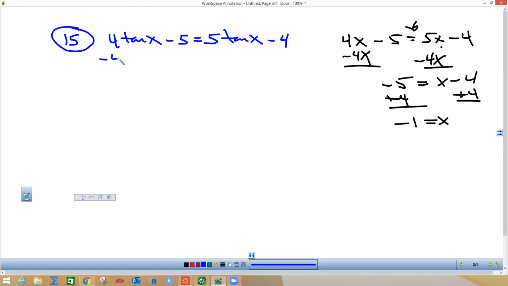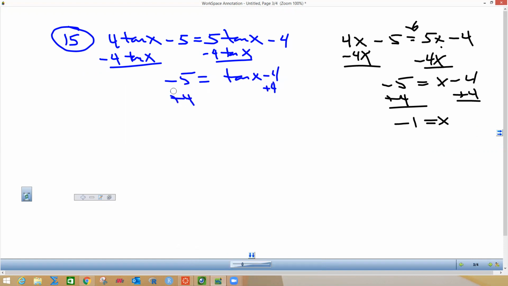That's right, we're going to get our like terms together. We want one tangent, we don't want two different tangents on two sides. So then we would get negative 5 equals 1 tangent x minus 4. Then what would we do? We would add 4, and we would add 4.